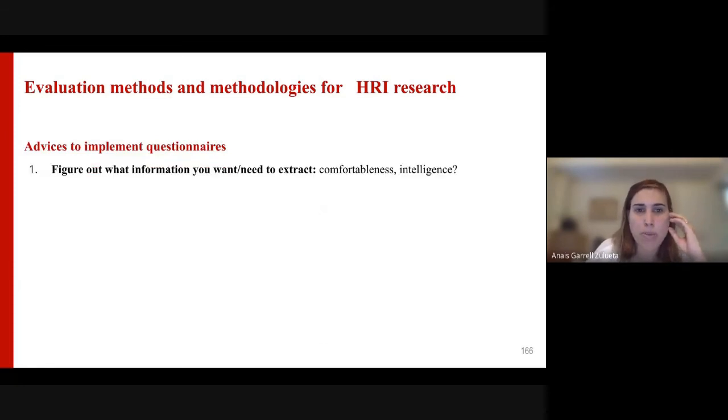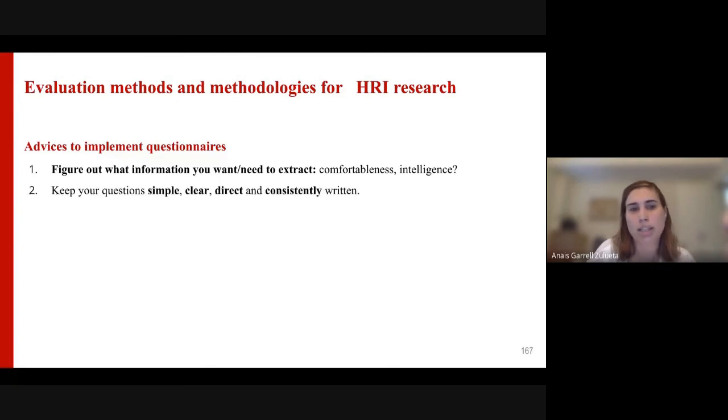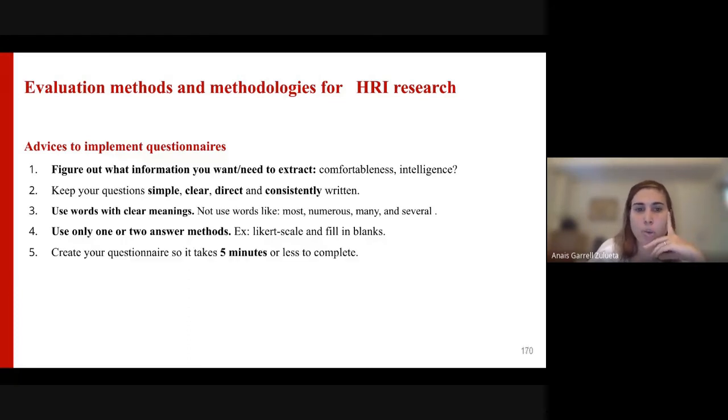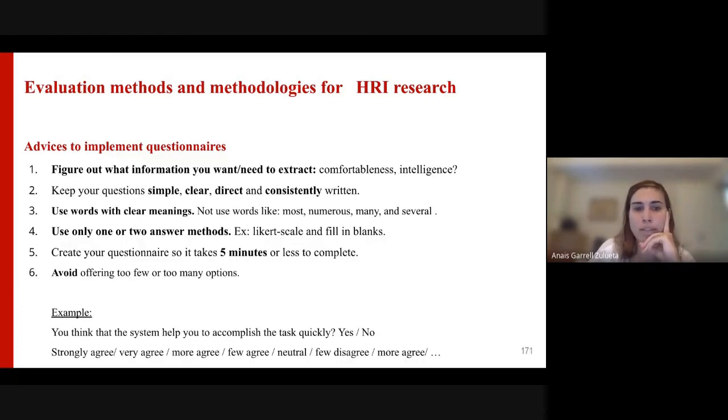So, advice to implement your questionnaires. Figure out what information you want to extract. Keep your questions simple, clear, direct, and short. People don't read. Trust me, they don't read. So make your questions short. Use words with clear meanings. Use only 1 or 2 answer methods, like a scale or fill in the blanks. Create your questionnaire so it takes 5 minutes or less to complete, and avoid offering too few or too many options.